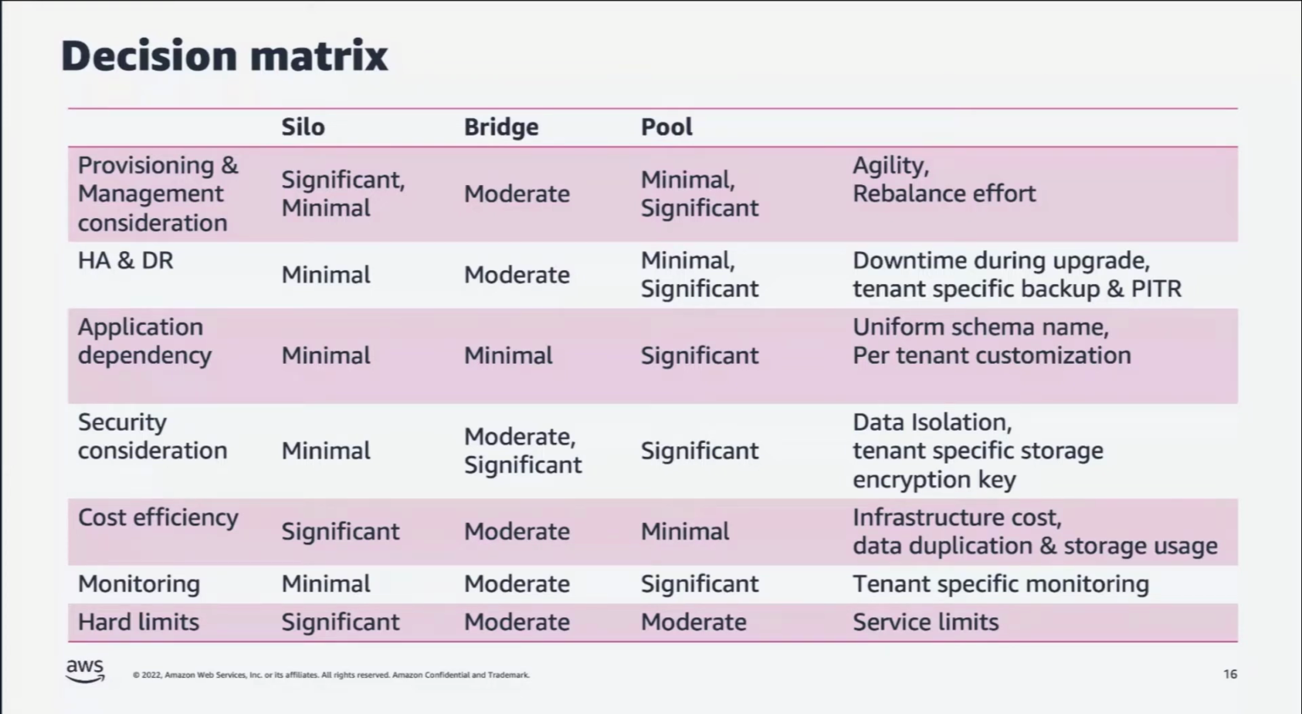And application dependencies. So with respect to that, the uniform schema name, for example, is possible in silo and of course in bridge model with database per tenant. And you need to use a different schema name for bridge model with schema per tenant. And of course, pool model uses the same schema and tables for all tenants, so that's not going to be applicable there.